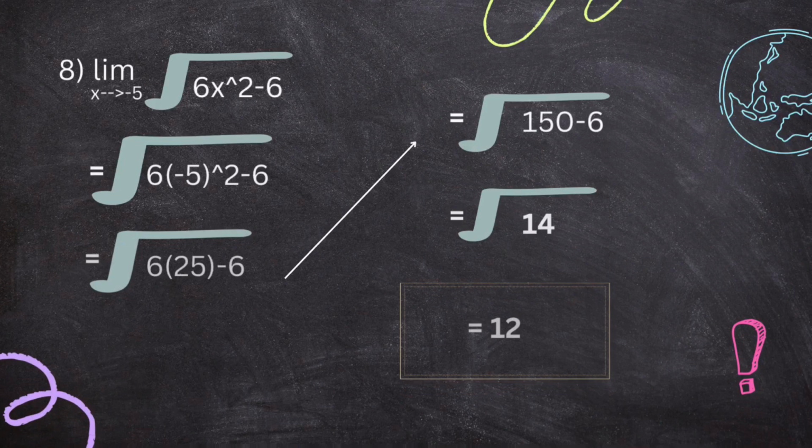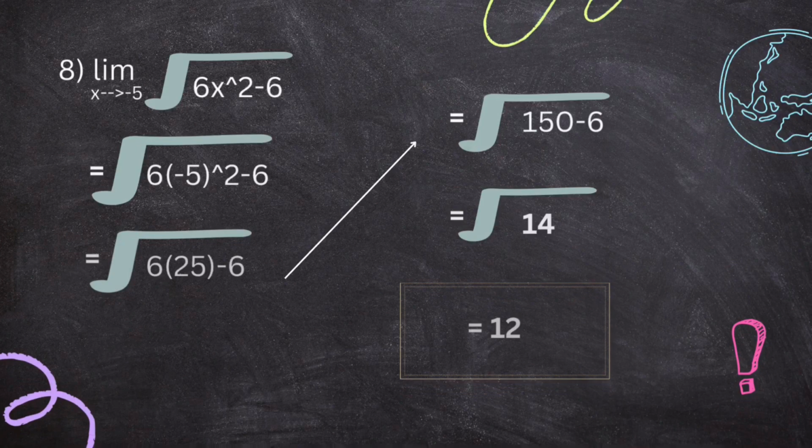For number 8, our given is the limit of the square root of 6x squared minus 6 as x approaches negative 5. The first thing we need to do is to substitute the given value of x, which is negative 5, to all of the x's we have in the given, and it would be the square root of 6 times negative 5 squared minus 6. And now, let's simplify it.